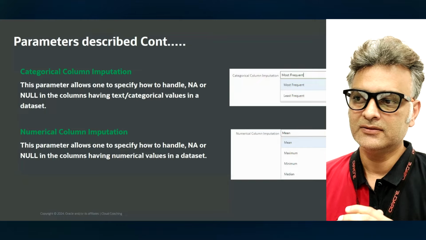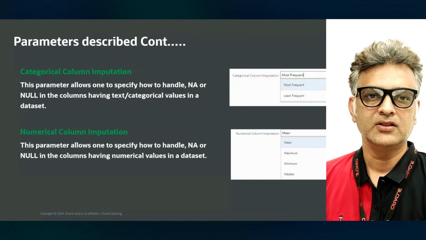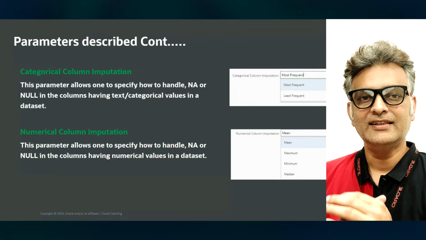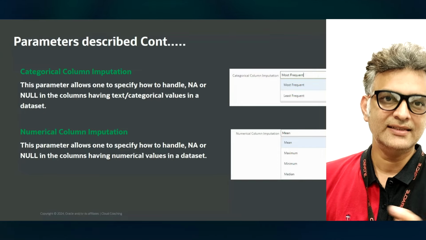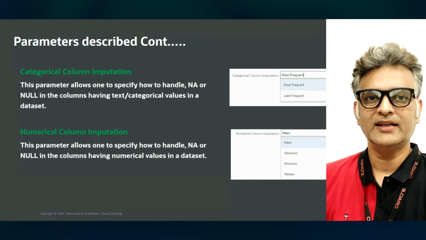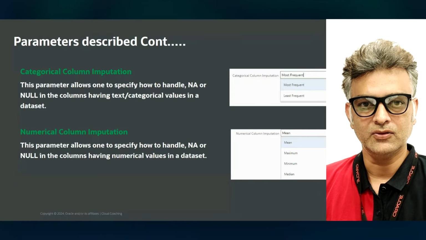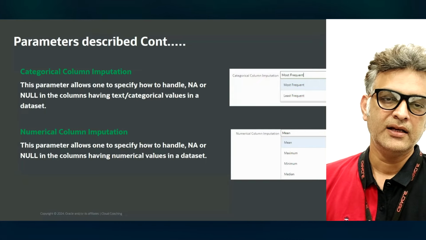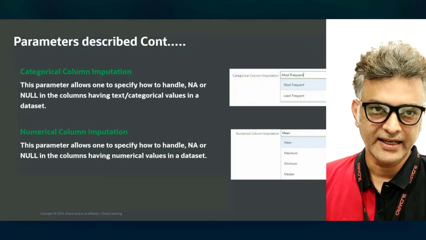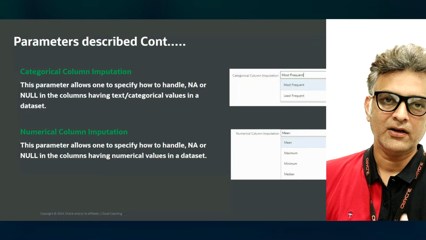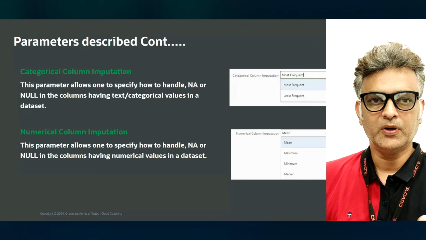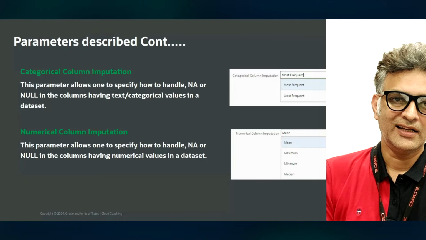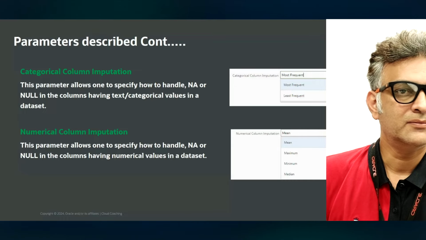The next parameter is numerical column imputation. This is again a parameter where you need to set a particular value, and this applies to all of the columns in the data set which are numeric in nature. The possible values are mean, maximum, minimum, and median. The default value is mean. Here again, the idea is to not have any nulls in the data set and to populate them with reasonably close data points so that when you build a machine learning model, you get a better quality model.